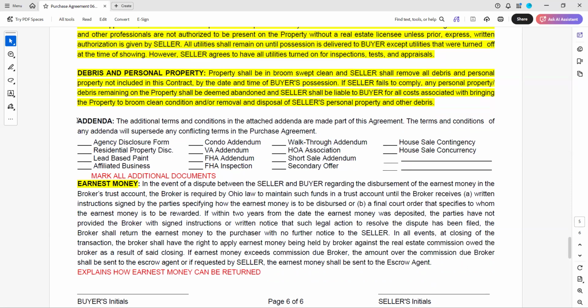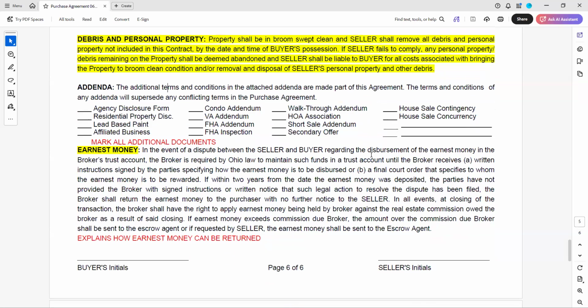Any addendums that are going to be included with this purchase agreement should be marked here. So what are those? That's your agency disclosure, right? Your property disclosure, your lead-based paint, and affiliated business arrangement disclosure if you're using Ohio Real Title or such. Any condominium, VA, or FHA addendums. The walkthrough addendum you definitely want to have, and we'll be talking about that in a minute. And anything else, a home sale contingency addendum, and so on.